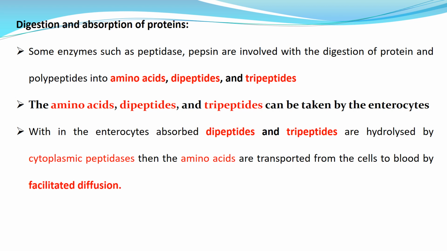The enzyme is cytoplasmic peptidase. It means the enzyme is located within the cytoplasm of the enterocytes, and it can convert the dipeptide and tripeptide into amino acids, and then the single amino acids can be transported from the enterocytes by facilitated diffusion into the circulatory system.